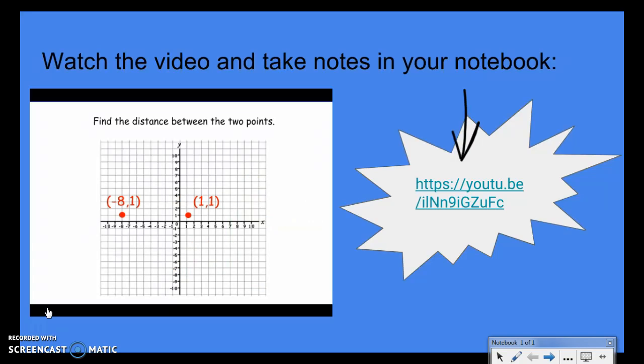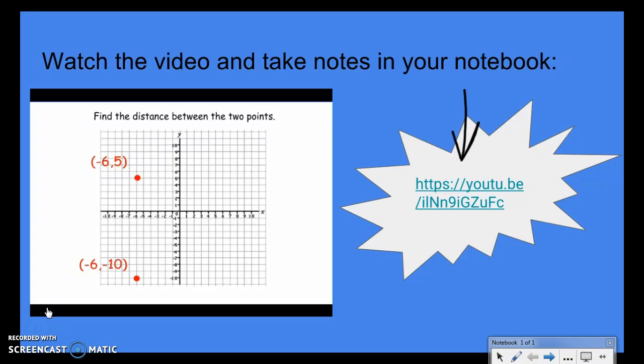Let's take a look at another one. What about the distance between these 2 points? Well, it's easy to see this is just 1 away from the y-axis. What about this point? How far away is it from the y-axis? Well, it's at -8, and the absolute value of -8 is 8. So this is 8, this is 1. The distance then between these 2 points would be 9 units.